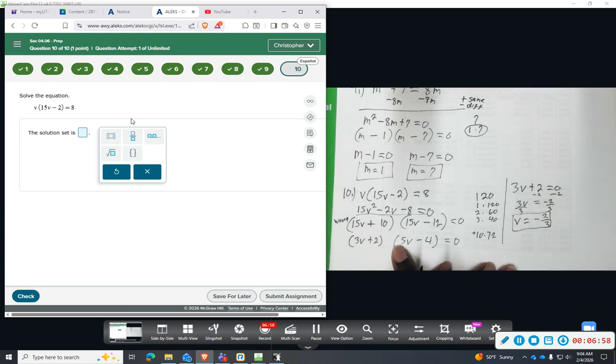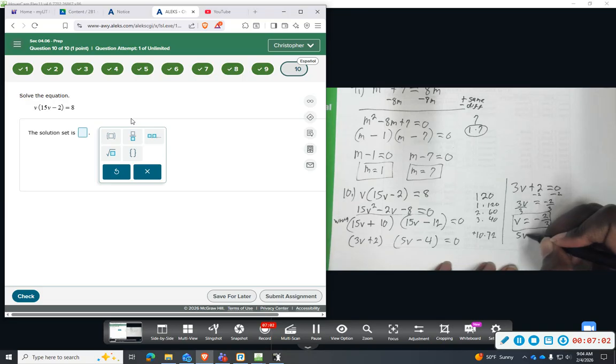And then 5v minus 4, we're going to do the same thing. We're going to add 4. And that's going to give us 5v equals 4, and then divide by 5. And that gives us v equals 4/5. So those would be our two answers.